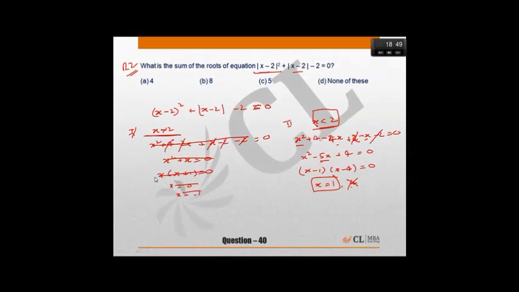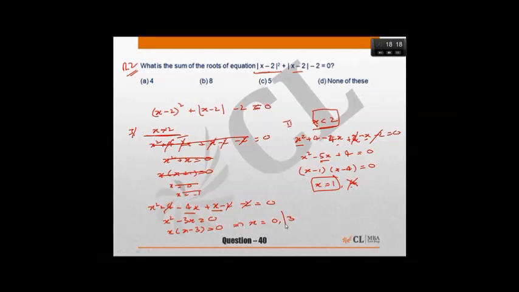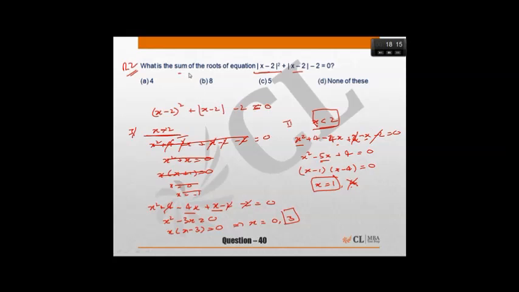Let me redo this one. x square plus 4 minus 4x plus x minus 2 is equal to 0. So minus 2 plus 4 gone. So this becomes x square minus 3x equal to 0. So x into x minus 3 equal to 0. So x can be equal to 0 or x can be equal to 3. Obviously x is to be greater than 2, so x equal to 3. So 3 plus 1, 4. Sum of roots of the equation will be 4.